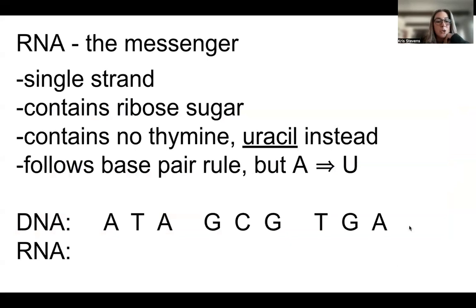RNA is the messenger. Single strand, contains ribose sugar, contains no thymine. It has uracil instead. Follows the base pair rule A, U, G, C. And this is the messenger RNA only that we're talking about right now. Well, I take that back. All RNA is this, but when we form this strand, this is the mRNA when it's formed from the DNA. Single strand, contains ribose, no thymine. So when we do this, this process now would be called transcription.